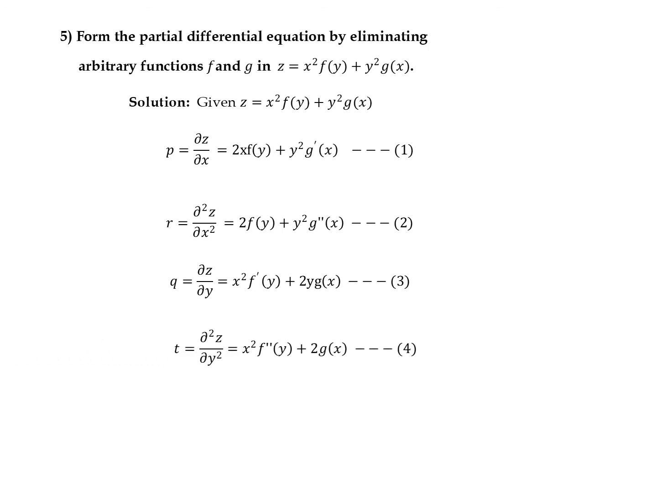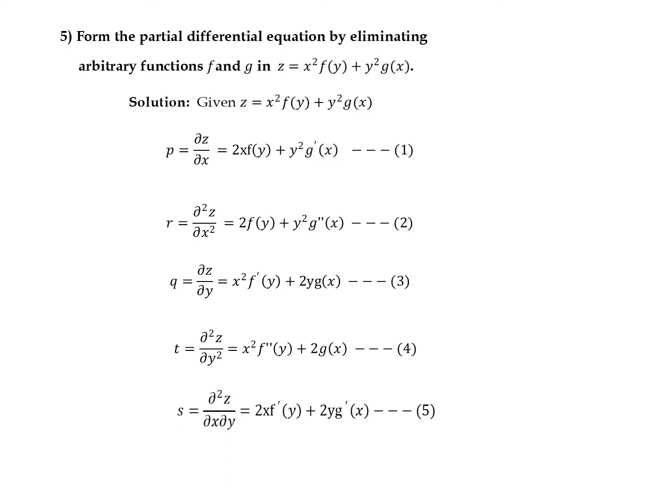Next, t, which is dou squared z by dou y squared, is going to be differentiating this again with respect to y. So we have x squared, a constant, into f dash of y. When we differentiate we get f double dash of y, plus 2 into y. When we differentiate we get 1 into g of x, which is going to be constant.